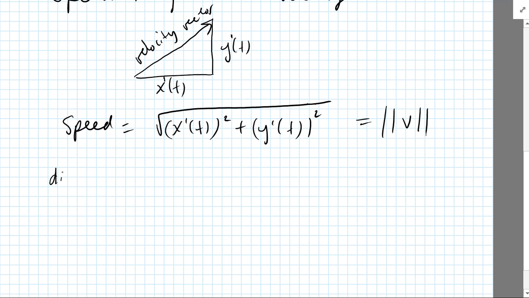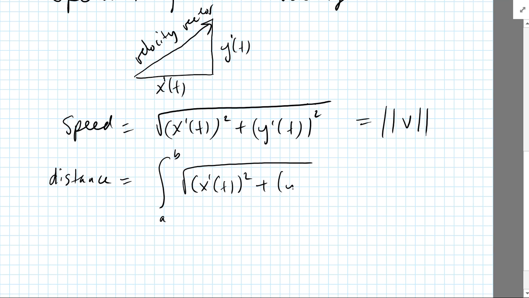Distance is just the integral from a to b, whatever a to b is, of the square root of x prime of t squared plus y prime of t squared dt.